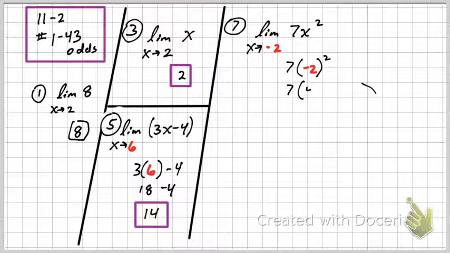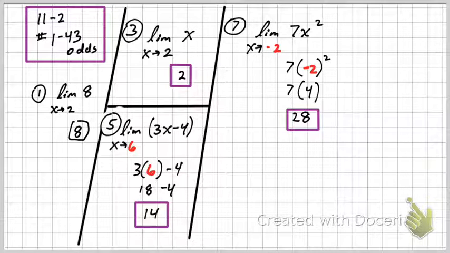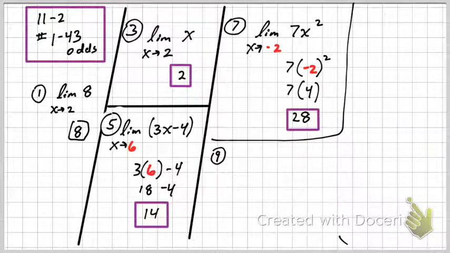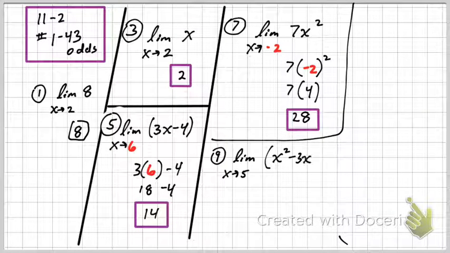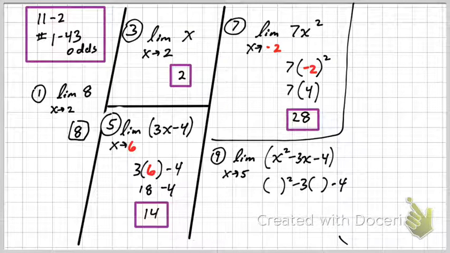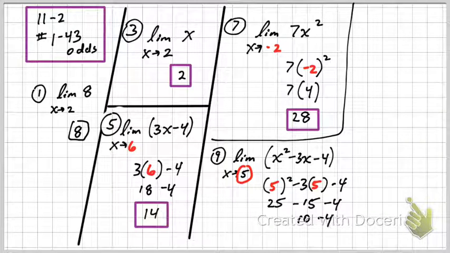Here, I think you'd square it and then multiply. Any questions up to and including 7? About 9. 9 is the limit as x approaches 5 of, I believe, x squared minus 3x minus 4. So I'm replacing every x with a 5. And what does that give me? 25 minus 15 minus 4, 10 minus 4. I hope the answer to number 9 is 6.